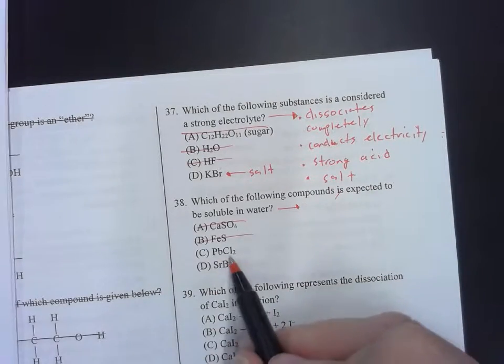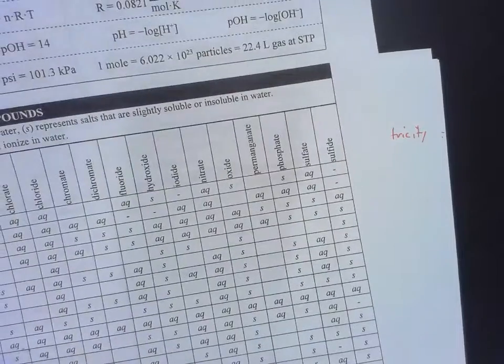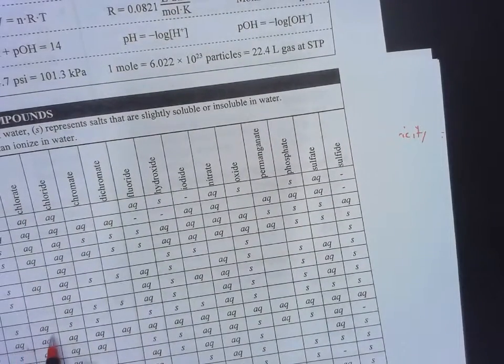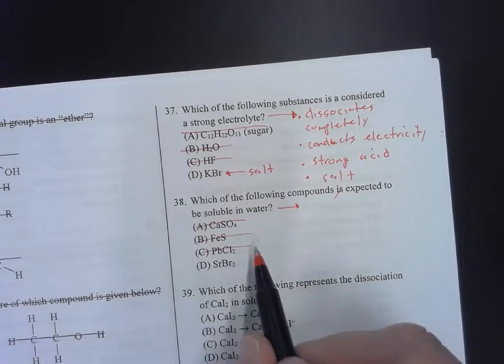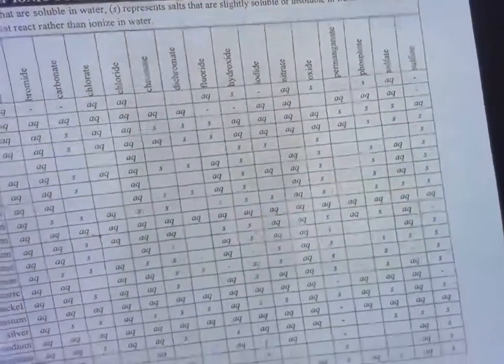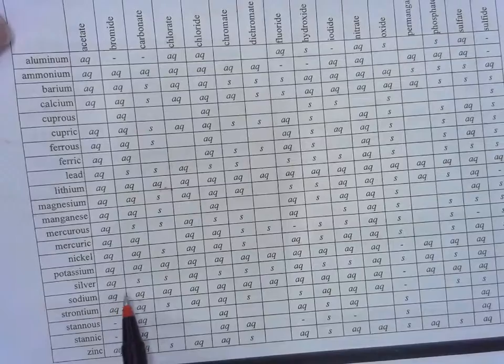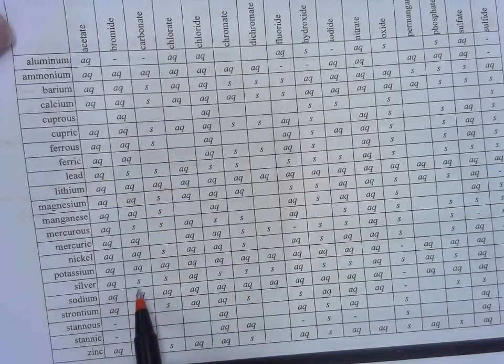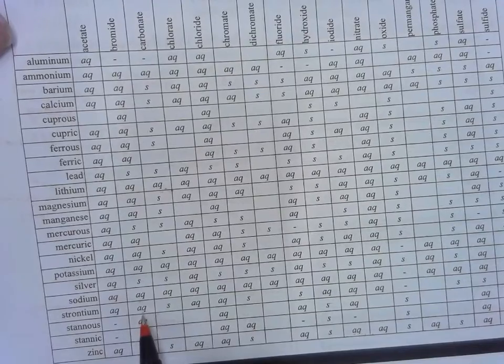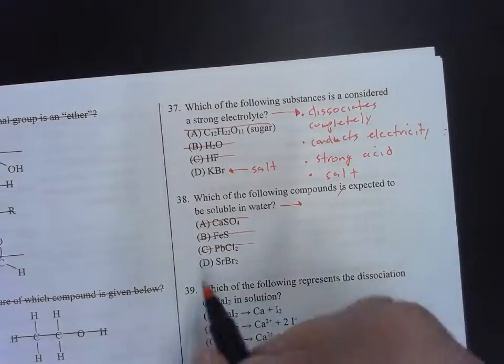cross that off. Lead chloride. You can cross that one off. So the only thing left is strontium bromide. Strontium over here, and bromide. Oops, right there. Strontium bromide. There it is. Strontium bromide aqueous. Okay, so it's going to be letter D.